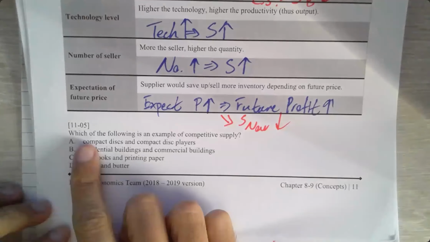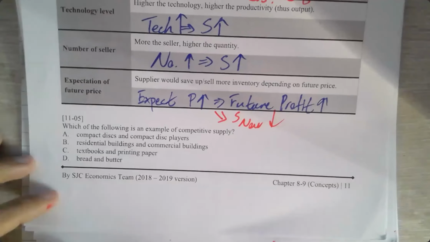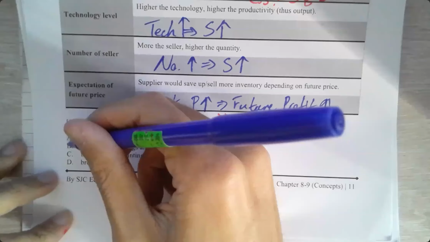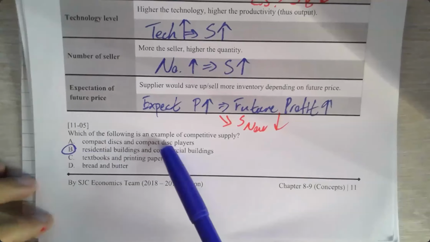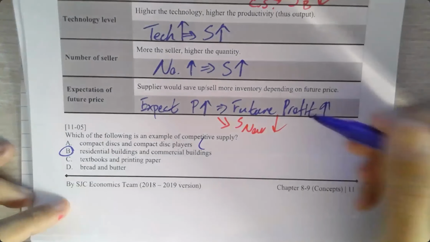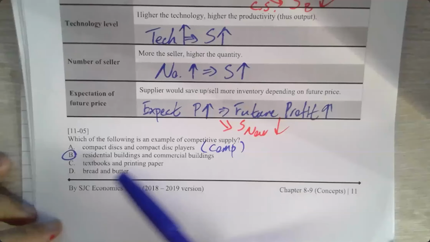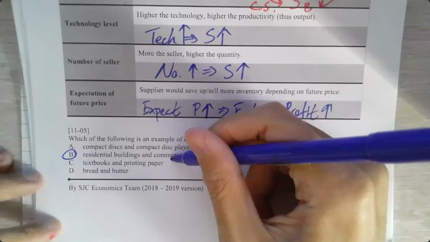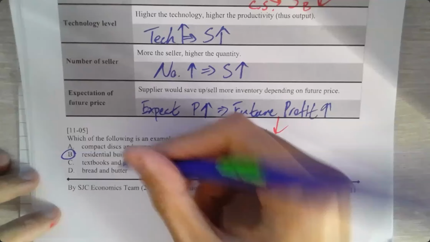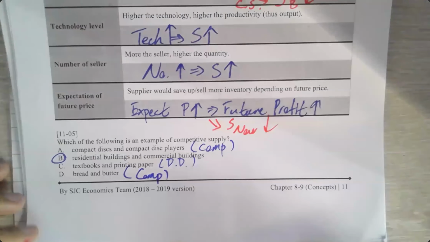Which of the following is an example of competitive supply? Residential buildings and commercial buildings, which we just covered. They are fighting for the same piece of land. CD and CD player: if you remember from our last video, they are complements used together. Textbooks and printing paper are derived demand. You need printing paper to make textbooks. Bread and butter is also complements, you eat them together. And that will be supply.